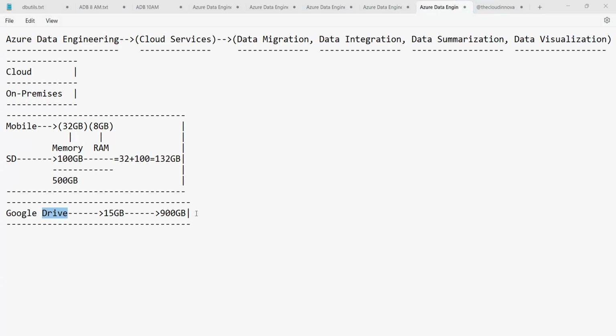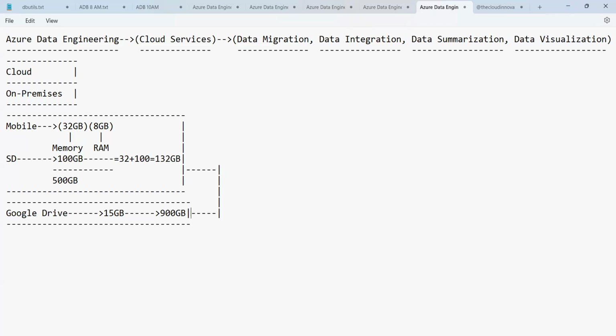Am I right or not? So that means whenever you want to move the data from your local mobile phone memory to the Google Drive memory, whenever you want to save the data from the local mobile phone memory to the Google Drive memory, that is called a Google memory.